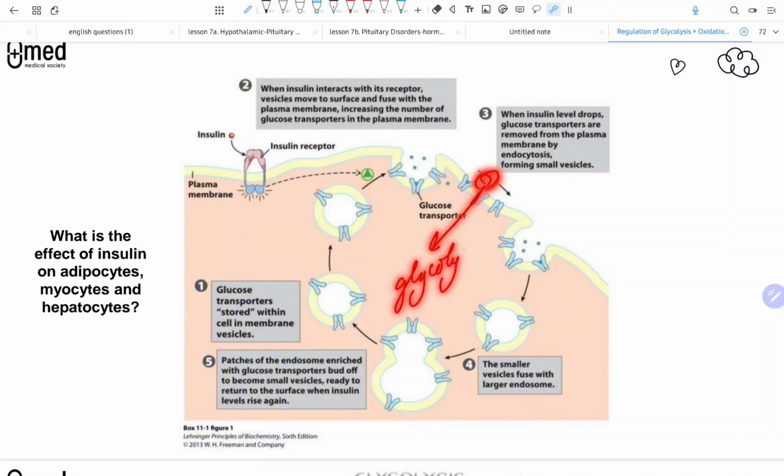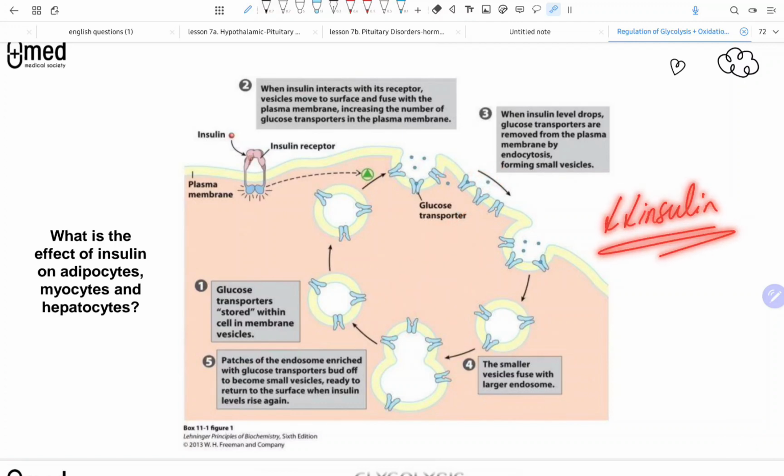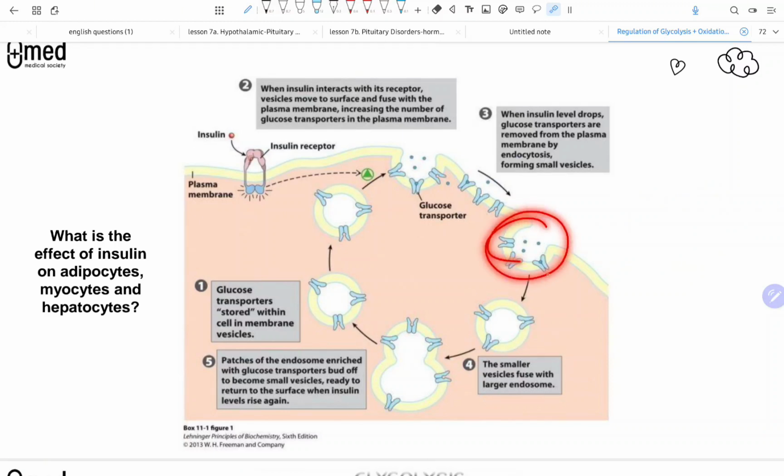we have glycolysis, right? But then when insulin levels are lower, when it has responded and insulin levels are lower, these GLUT transporters fuse again into the vesicles and come back into the cell because they're not needed right now.